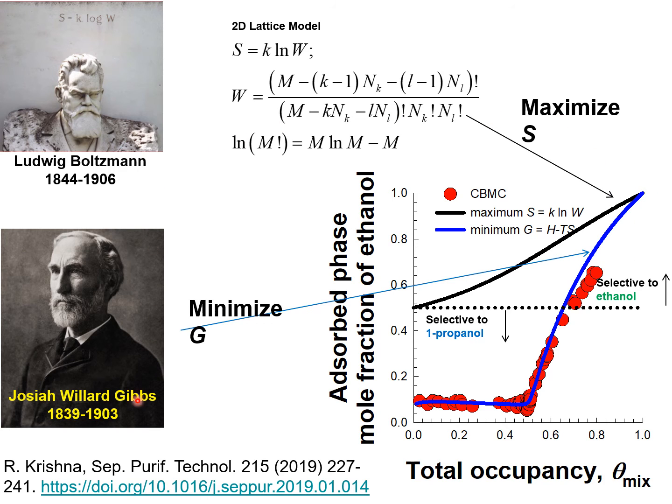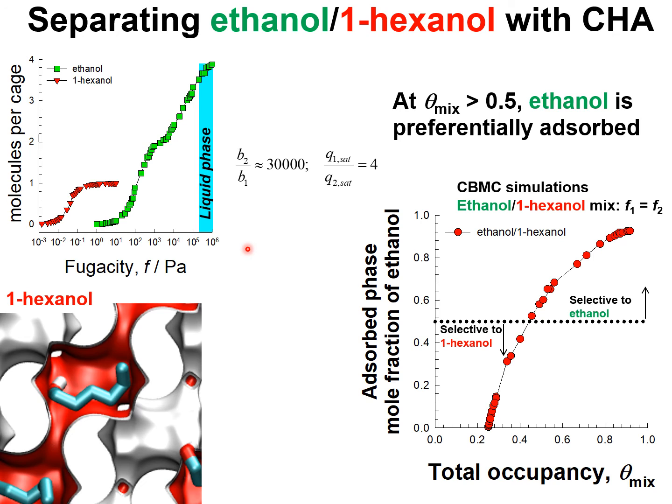So by combining the Boltzmann concept of S equals k ln W with the minimization of free energy, we can explain in a very simple way the selectivity reversal in favor of ethanol that manifests at high pore occupancies. A precisely analogous explanation holds for mixtures of ethanol and 1-hexanol.